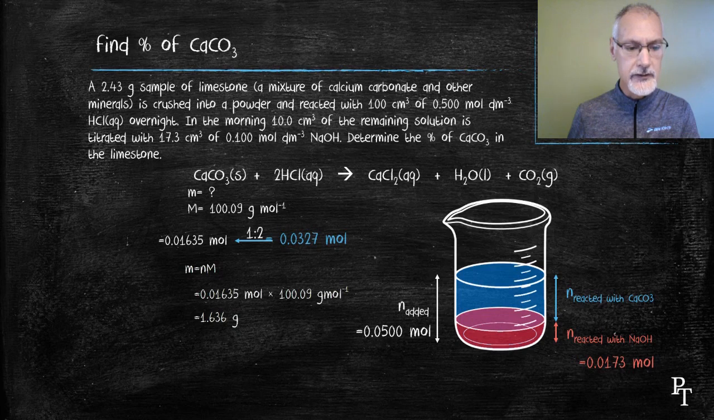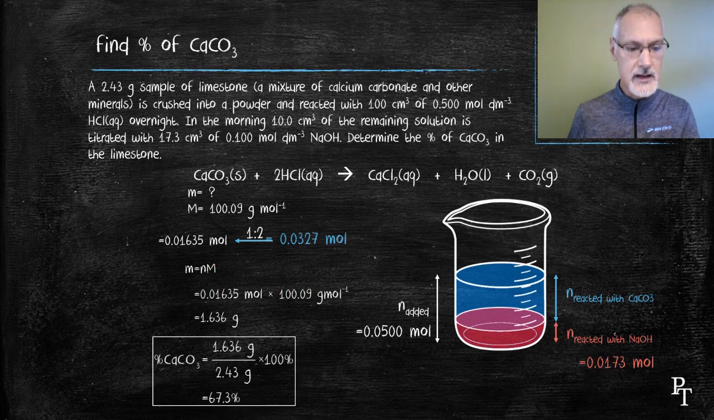Here I'm carrying one more significant digit than required because I'm not quite at the end. Now I'm going to take this mass and divide it by the original mass of my sample. And that then gives me the percentage of calcium carbonate in my original sample. Now I am making an assumption here that the other minerals did not react with my hydrochloric acid.